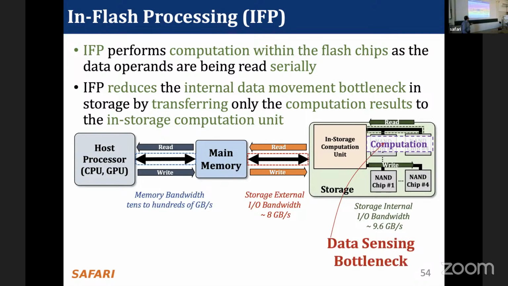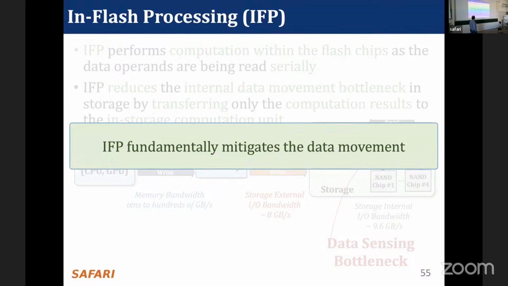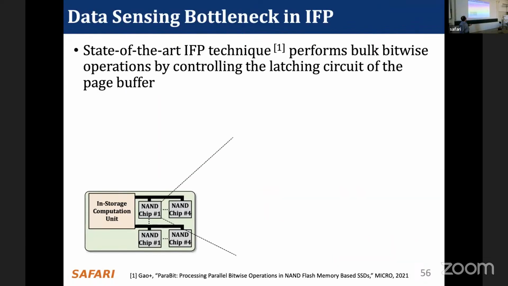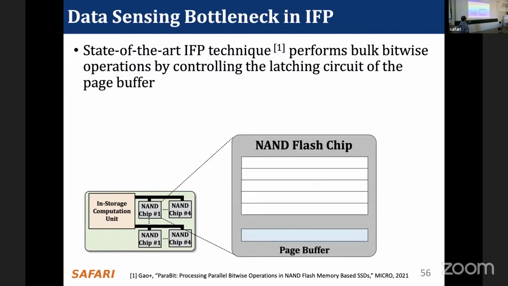So yeah, in-flash processing is good, but unfortunately the prior proposal that we compared against in this work, ParaBit, has a data sensing bottleneck that we're going to see. Why is that? This is a very simplified version of a NAND flash chip. We have pages, and imagine that in different pages you store different operands.